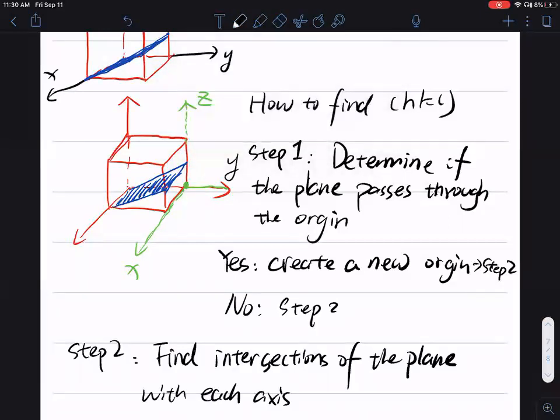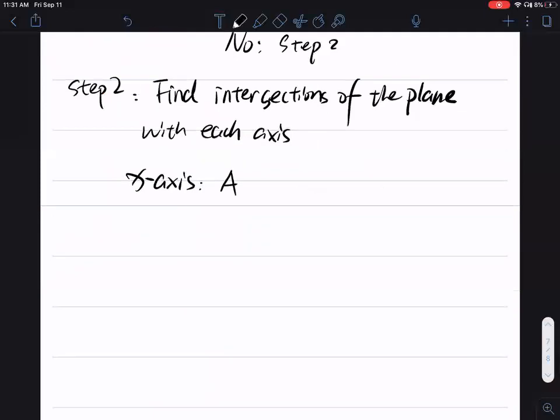What is the intersection between that green x direction and our plane? Do we have an intersection? No. If we don't have an intersection and the intersection is infinite, you just write infinite there. So A, in this case, is infinite because we don't have any interceptions. Parallel. That's when you have the planes parallel to the axis.